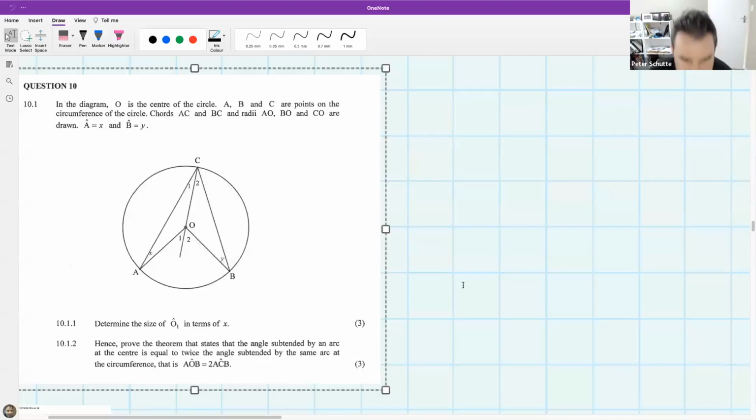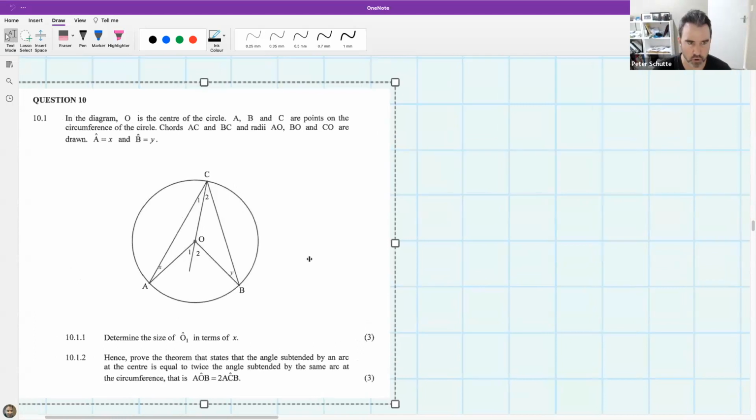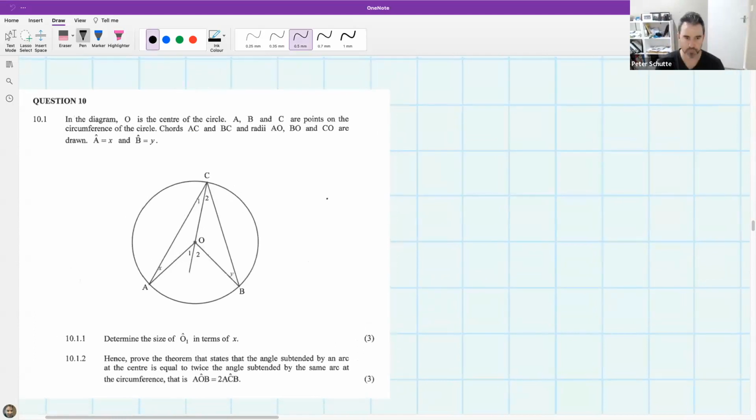So here is a past exam paper question of the theorem that I just did with you. I want everyone to try and do 10.1.1 using what I was talking about before the break. See if you can get those 3 marks in the bag. And feel free to put your answer in the chat.